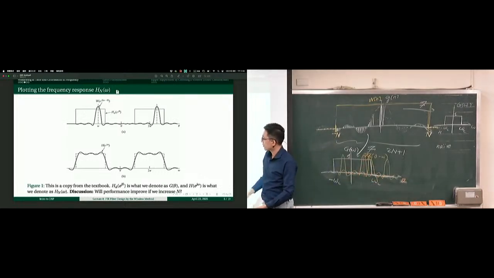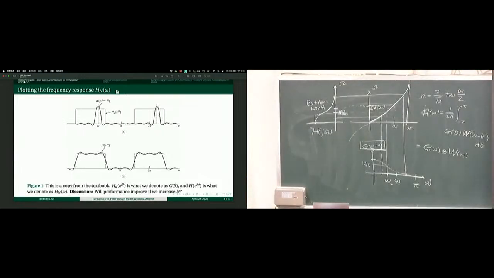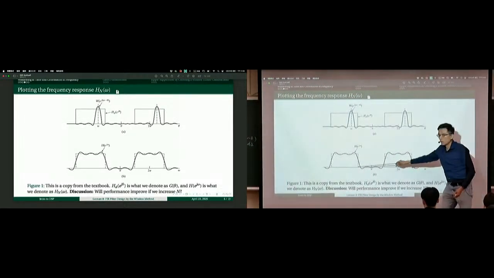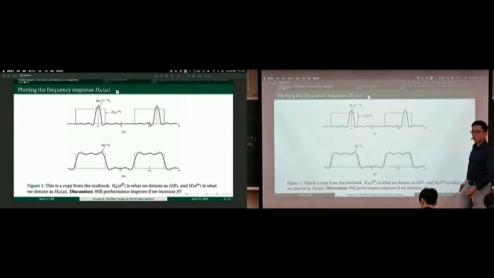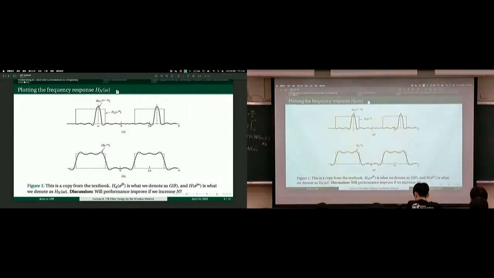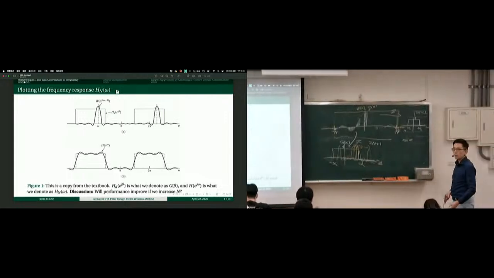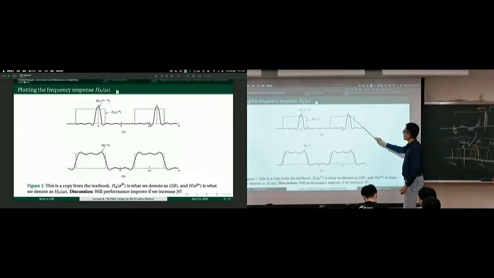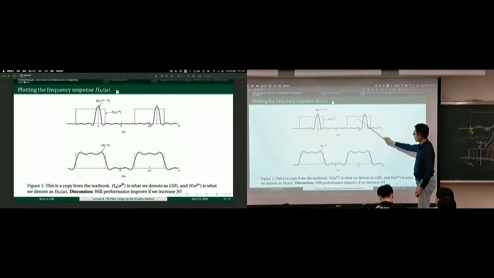And the result is shown right here. The result now has ripple in the passband as well as ripple in the stopband. That's the result that we need to spend a few moments to contemplate. Take a moment to look at this. When we convolve the Fourier transform of the big W and big G, do we really get this?